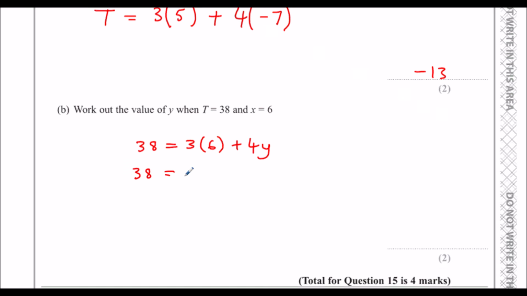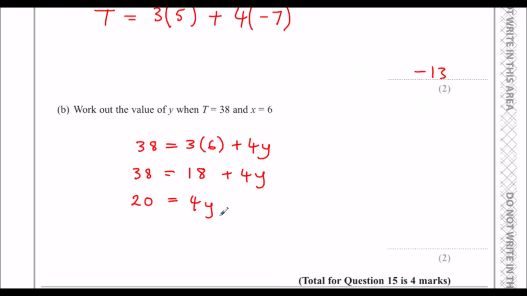And 3 6s are 18. You can use the calculator to check. So I've got 38 equals 18 plus 4y. If I take 18 away from both sides, I find out what 4y is. So 38 take away 18 is 20, and this side take away 18 is just 4y. So that gives me 20 equals 4y.